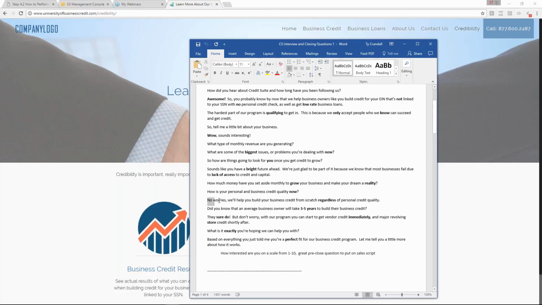And again, we're already coming into this anticipating they don't have business credit and their personal credit's probably not good. Could be wrong. And if we are, then we're not going to say no worries. But more than likely, they're not going to say, I have excellent business credit and personal credit. So no worries is going to segue nicely whether they have neither of these or only have one. No worries will help you build your business credit from scratch regardless of personal credit quality. Beautiful. So now we've come in and said, don't worry. We're going to help you get credit, and your personal credit's not even going to matter. We overcame that objection a second time.